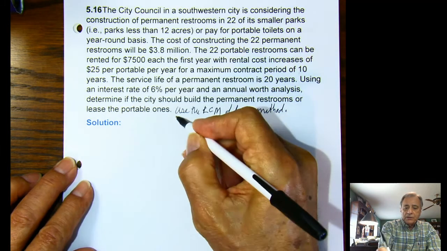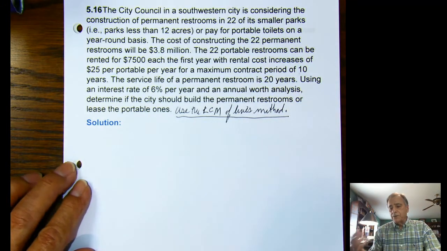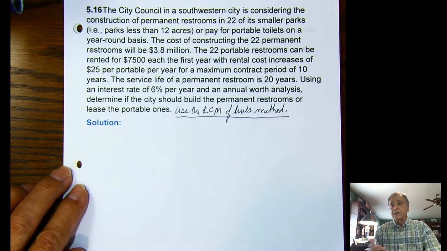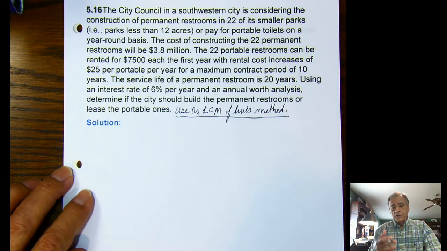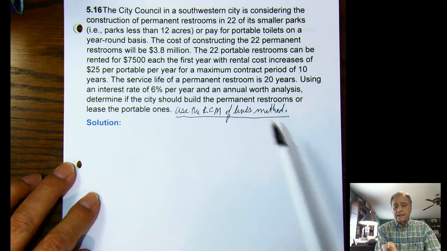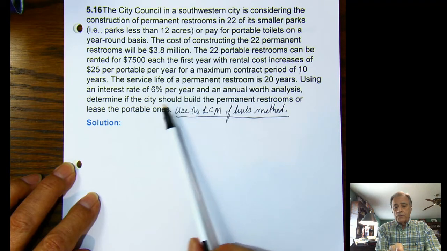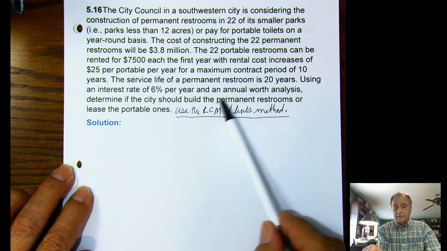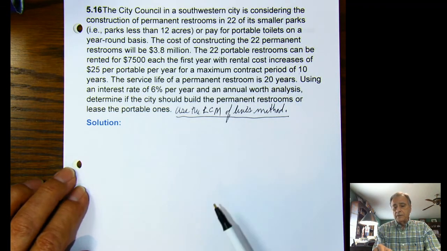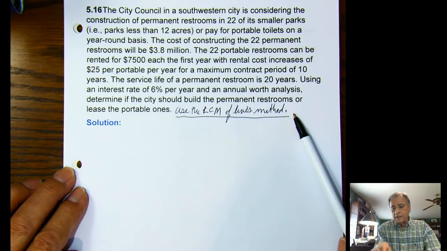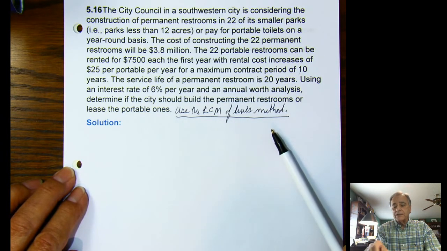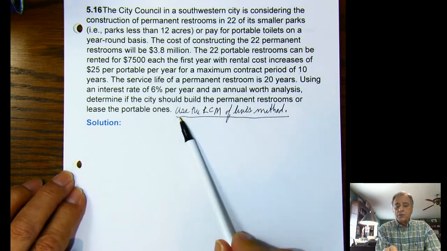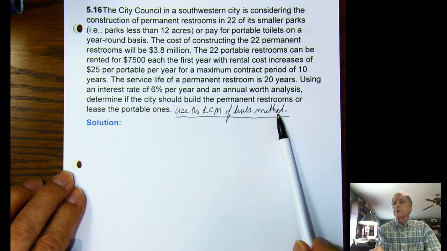I think what we want to do is assume that, unless the author tells you the study period is something different. For example, he could have said the study period is 10 years. If he would have, then he would have had to give you a salvage value for these permanent restrooms at the end of 10 years, because they really will last 20 years. He didn't give us a salvage value at the end of 10 years. He didn't tell us what the study period was. So we have to assume least common multiple of lives.